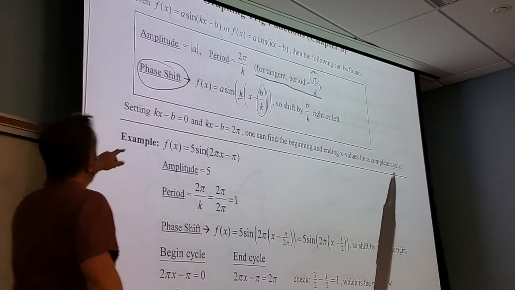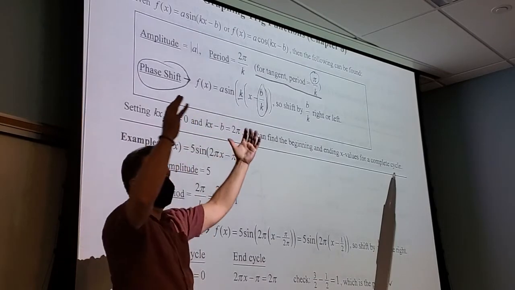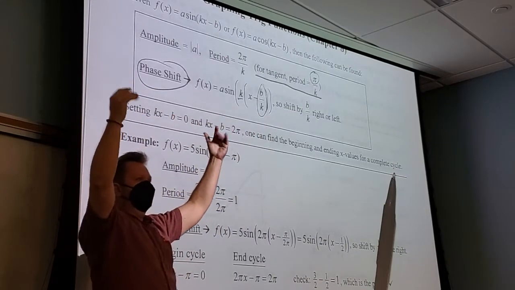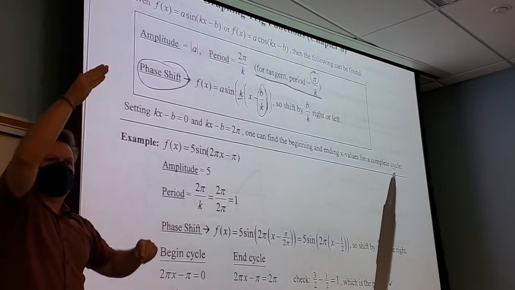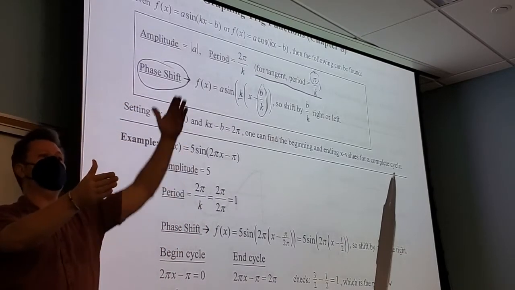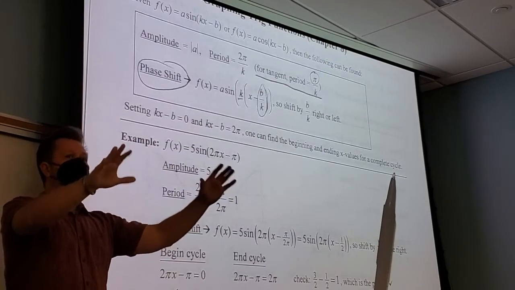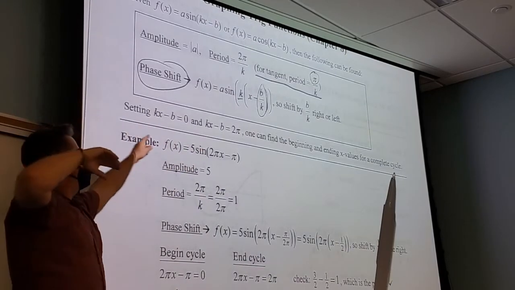Do you see what's inside that sine function up there? Isn't it kx minus b? Isn't that inside the sine function, right? So when the inside of the sine function is 0, that's where I start. And when the inside of the sine function is 2 pi, that's where I end. So what's really cool is you can figure out, just by doing this.